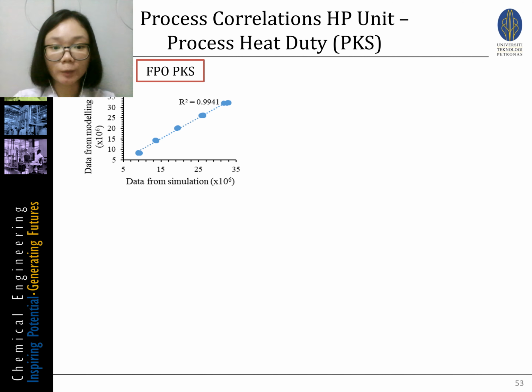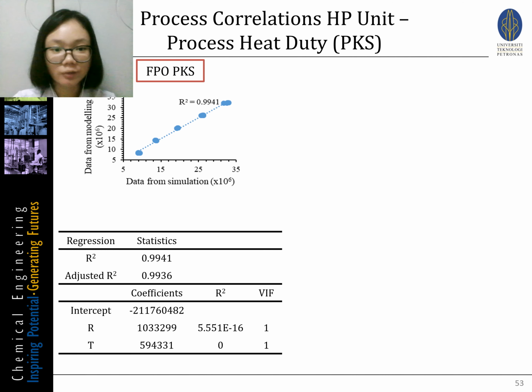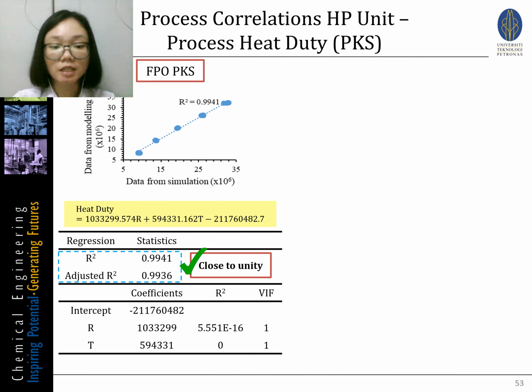Here we have FPO-PKS, and this is a result I obtained from surrogate model development, and this is the final form of my equation, which consists of variable R and T. The R-squared and adjusted R-squared are close to unity, and the VIF is less than 5.